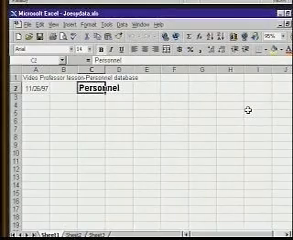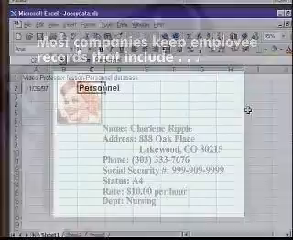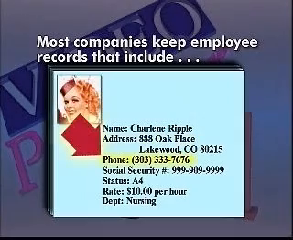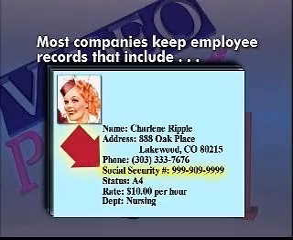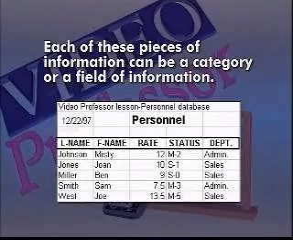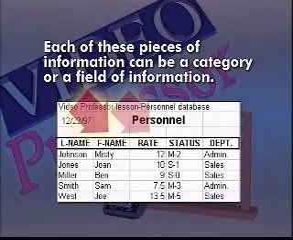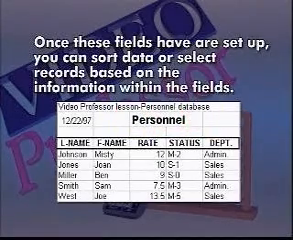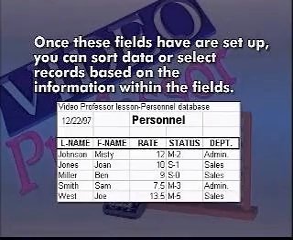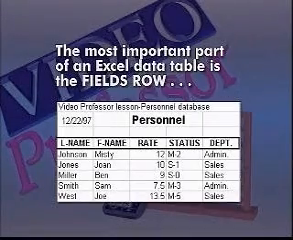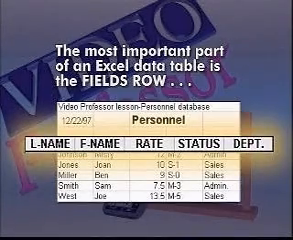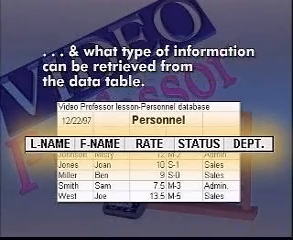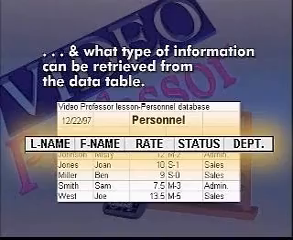Suzanne, the first data table we'll create is a company personnel list. Most companies keep employee records that include an employee's name, address, phone, Social Security number, and other such items. Each of these pieces of information can be a category, or as we say in database terminology, a field of information. Once these fields are set up, you can sort data or select records based on the information within the fields. The most important part of an Excel data table is the fields row, because it contains the categories or fields that dictate how the database is structured and what type of information can be retrieved from the data table.